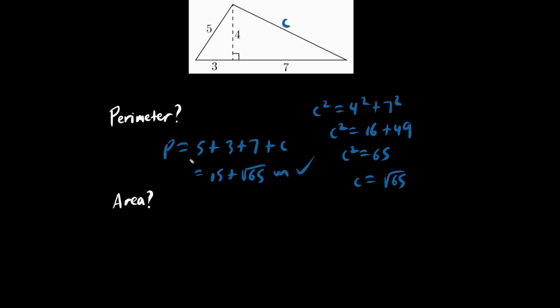Now let's focus on the area of the triangle. We could add the area of two separate triangles, but it's faster to treat this as one giant base. The area of a triangle is base times height divided by 2, and the entire base is 3 plus 7, which is 10. And the perpendicular height is 4, divided by 2. 10 divided by 2 is 5, times 4 is 20 units squared.